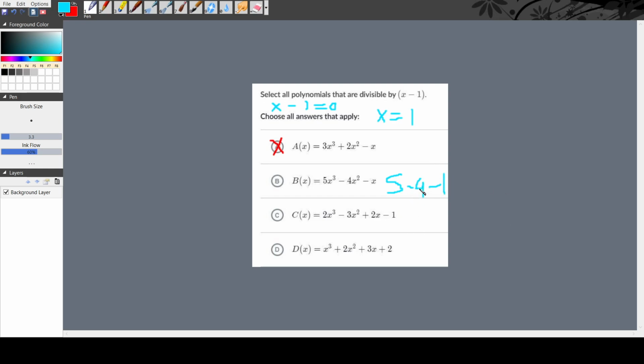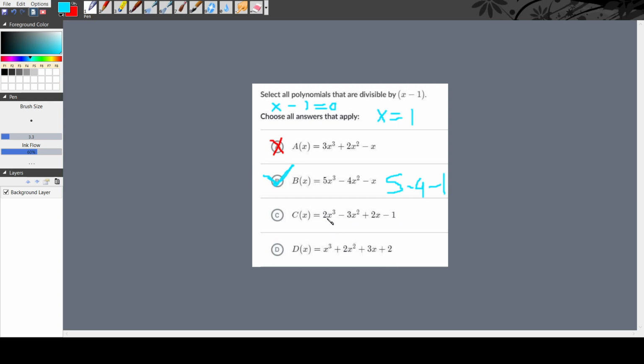In case you don't know, this is 0, because when we substitute 1 for the x value, we are getting 0. So this is an answer. I'll just circle this. Okay, a tick mark is deserved for this answer. Yes, this is the second equation.